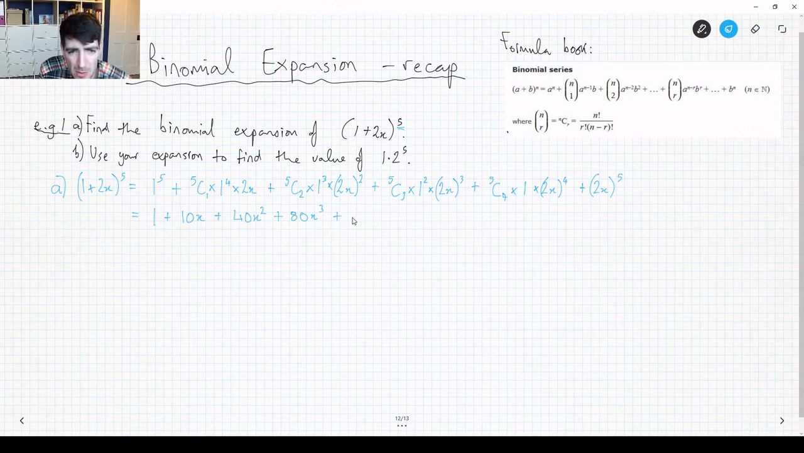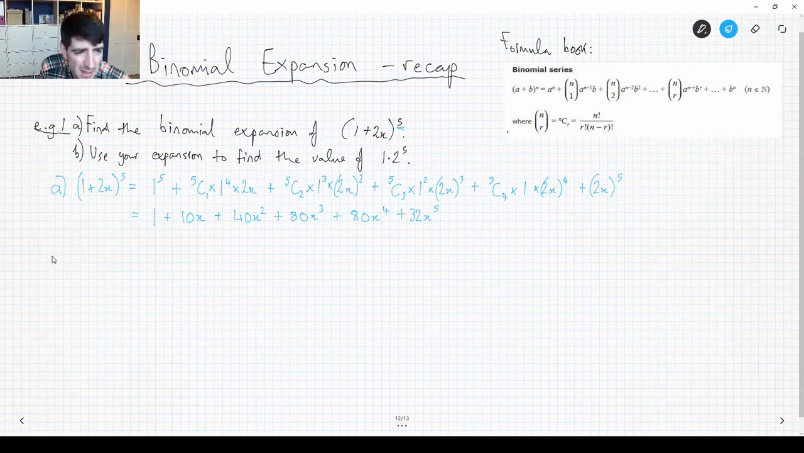And then we've got 5 times 1 times 16x to the 4, so that's 80x to the 4. And then we've just got 32x to the 5. So that's the first part done. That's our binomial expansion. You may have to work out all of the terms, or if it's a larger power, you might just have to work out the first 3 terms or something like that.